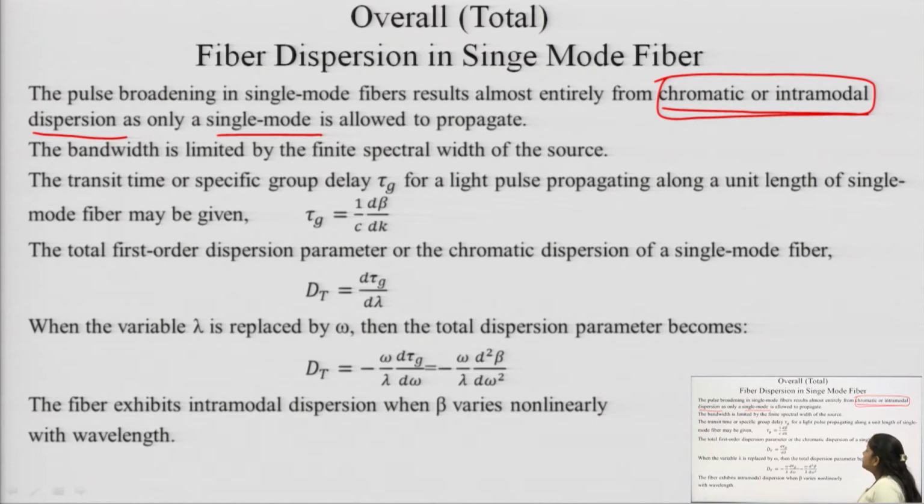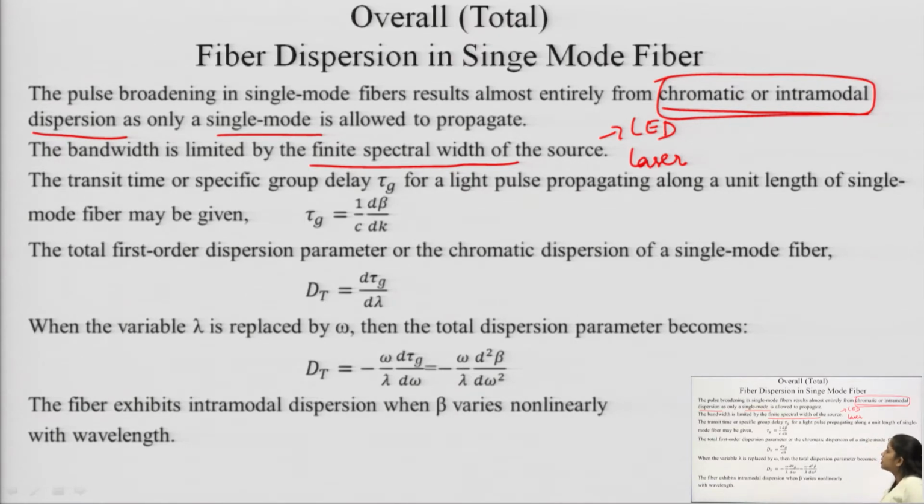The bandwidth is limited by the finite spectral width of the source. This finite spectral width is given by the source itself, that is, the LED or laser. Even within LEDs we have different finite spectral widths, and that decides the bandwidth of this particular dispersion.